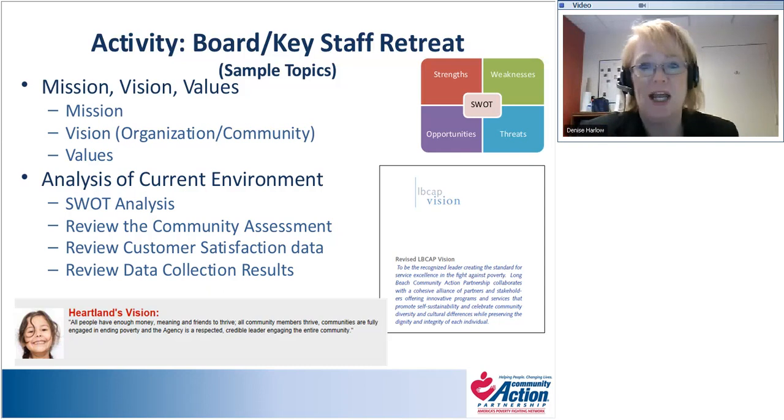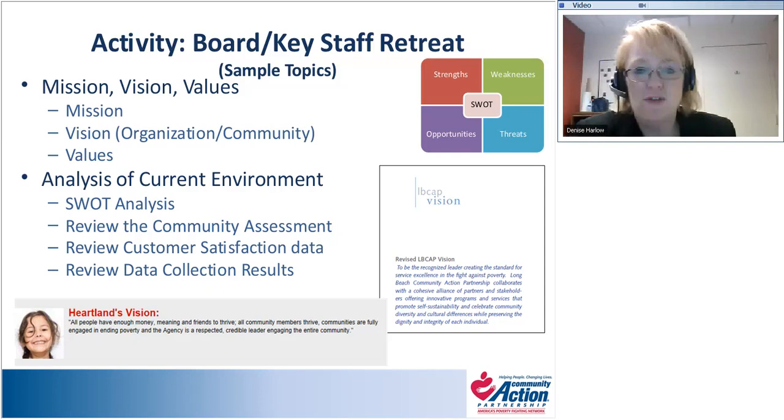So if Long Beach is on the phone today, we'd love to hear how it's really going in the field, because the document, I think, is a nice layout of a good strategic plan. But you'll see here, their vision is for their organization, right? To be the recognized leader creating the standard for service excellence in the fight against poverty. Long Beach Community Action Partnership collaborates with a cohesive alliance of partners and stakeholders offering innovative programs and services. So it really is about the person, about the organization.